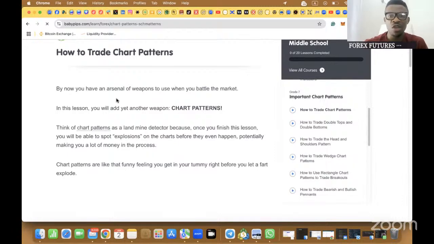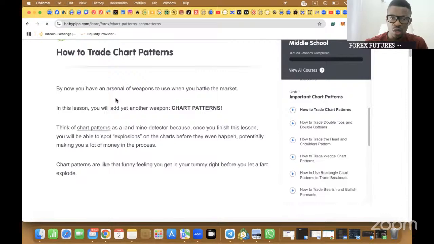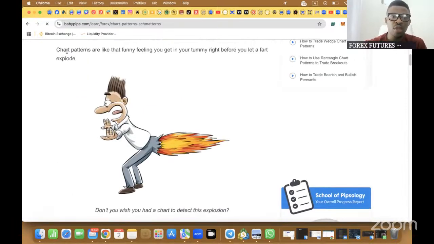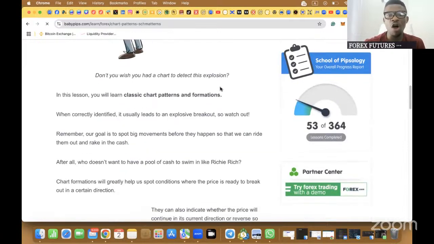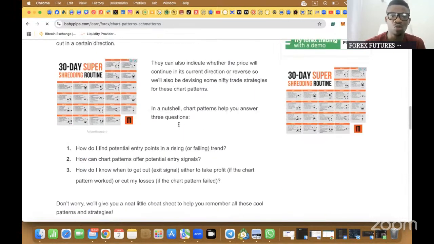But I've given you access to see chart patterns and to read about it. If you go further to babypips.com, you will know that chart patterns are like the funny feeling you get in your tummy right before you let a fart explode. Before a fart explodes from your stomach, you get some funny feeling before it goes out. So chart patterns are similar to that kind of feeling.